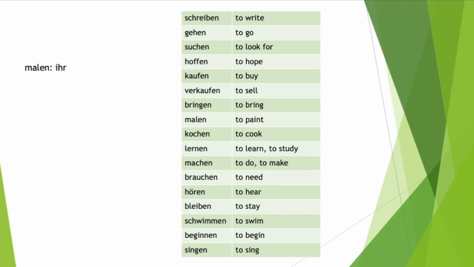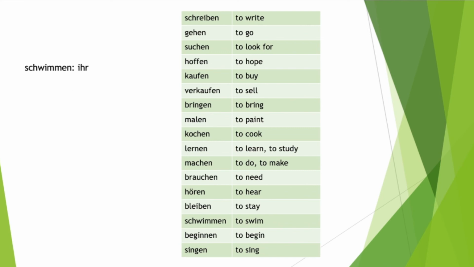Malen, ihr. Ihr malt. And that would be you paint, or you're painting. You guys, you plural you. Brauchen, er. Er braucht. And that's he needs in English. Bleiben, wir. Wir bleiben. That one's easy too. Wir is always easy. We stay, or we're staying.